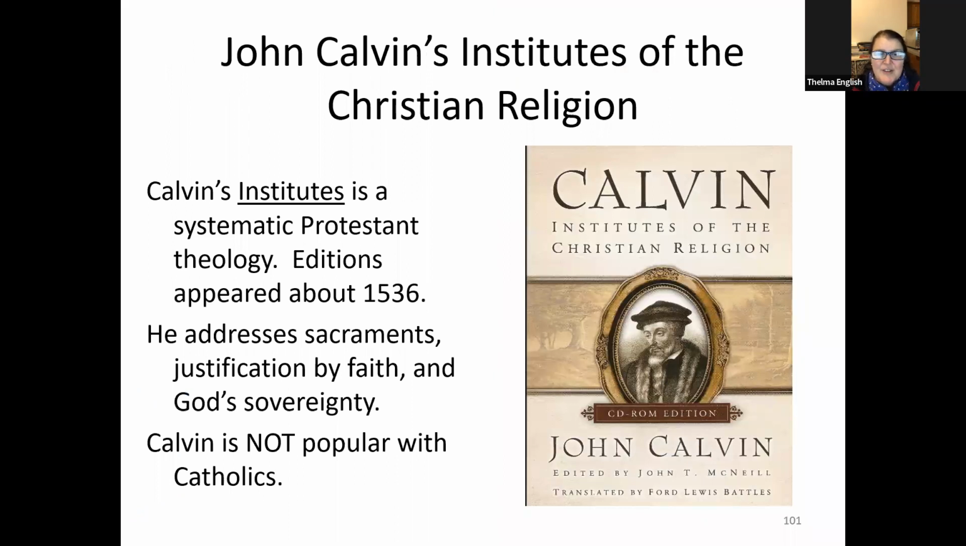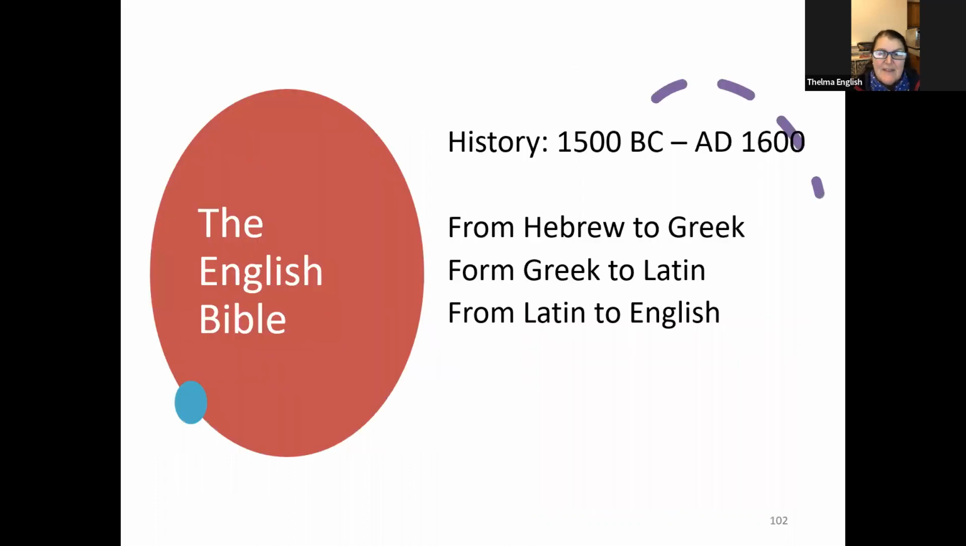Calvin's Institutes is a systematic Protestant theology. Editions appeared about 1536. He addresses the sacraments, so communion, justification by faith instead of works, and God's sovereignty, that God knows. He knows whether you're going to heaven or hell. He knows he's not popular with Catholics. He knows what your choices will be. You do have free will, but he already knows what you're going to choose. And that's hard for some people to think about.